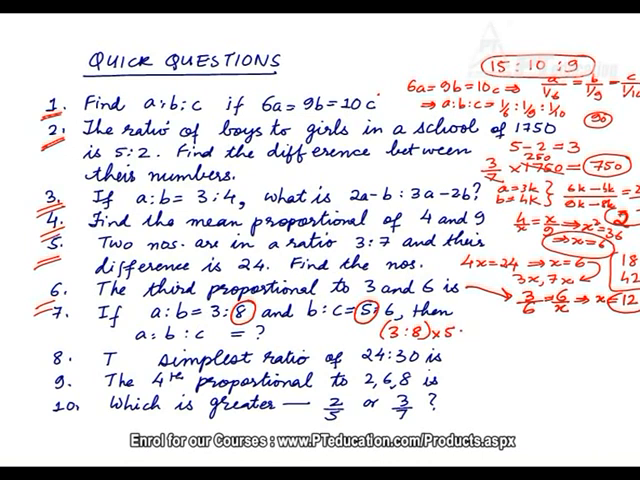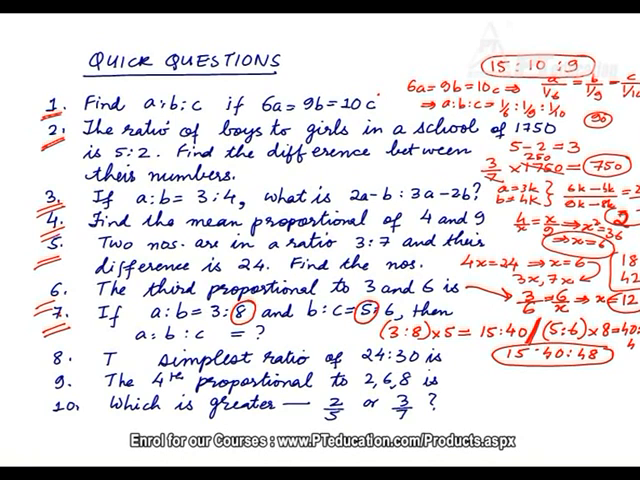So the first expression 3 is to 8 needs to be multiplied throughout by 5. So this will become 15 is to 40. And the second expression, 5 is to 6, needs to be multiplied throughout by 8. So this will become 40 is to 48. And so our final answer will be 15 is to 40 is to 48 for question number 7. I hope this is very clear. 15 is to 40 is to 48, and we should be able to do it mentally with some practice.